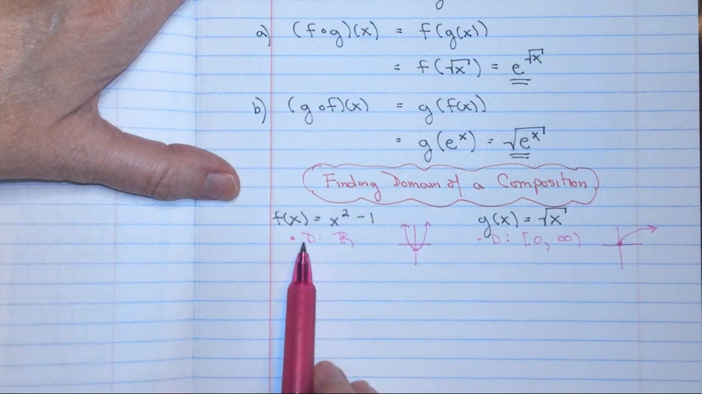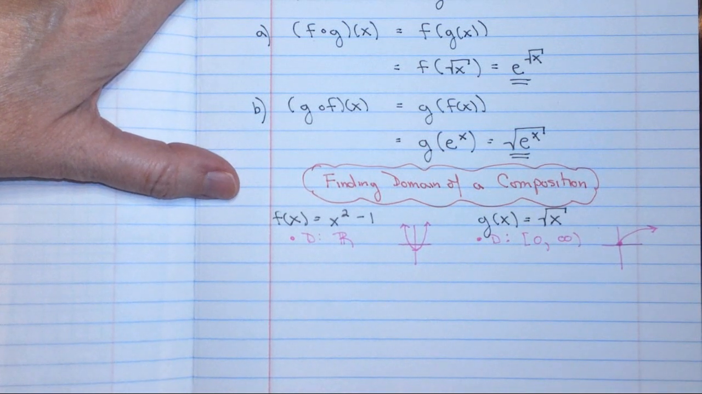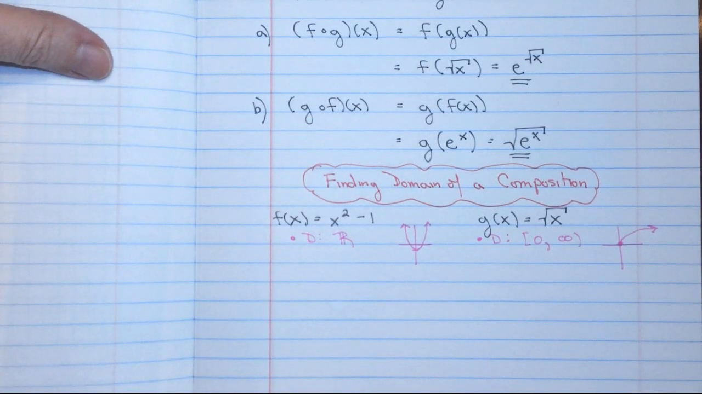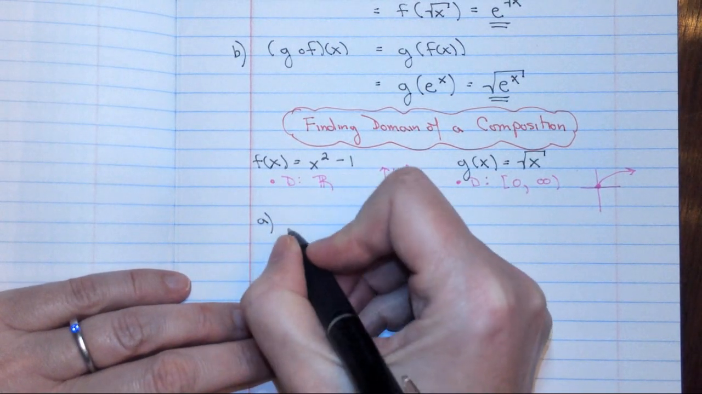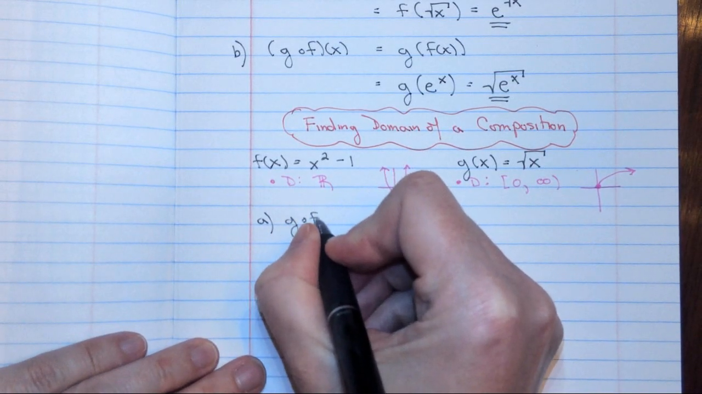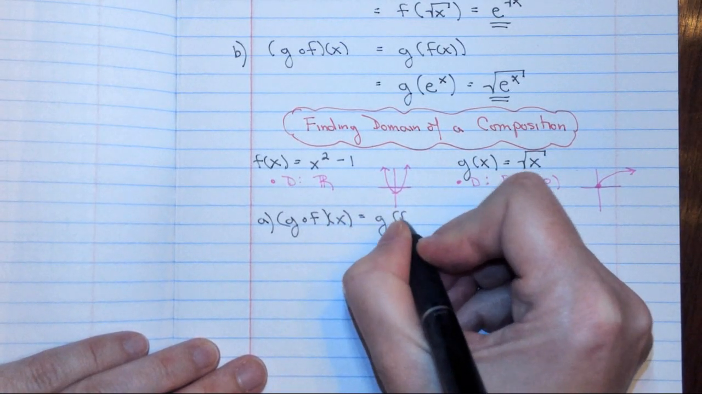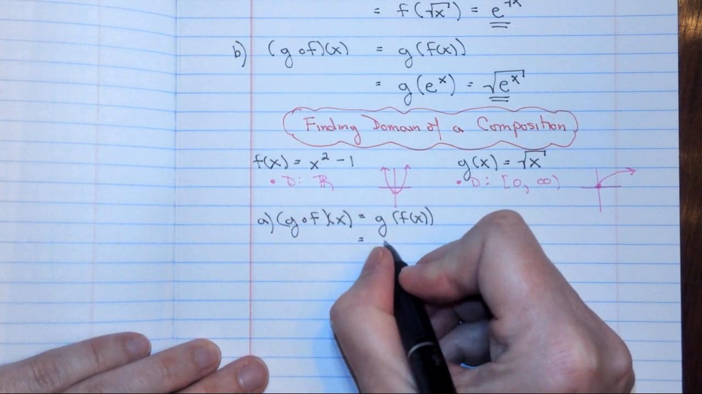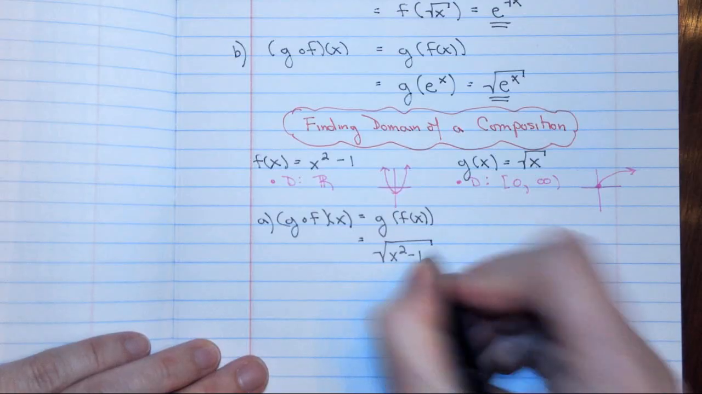So the first thing we want to do is look at the domains of each of the given functions. This is where remembering your functions, domains, and ranges from Algebra 2 is really going to help you out. Now I want to do the composition. The first one I'm going to do is g of f of x. So that's going to be g of f of x. So I have the square root of, and instead of x, I'm going to plug in x squared minus 1.